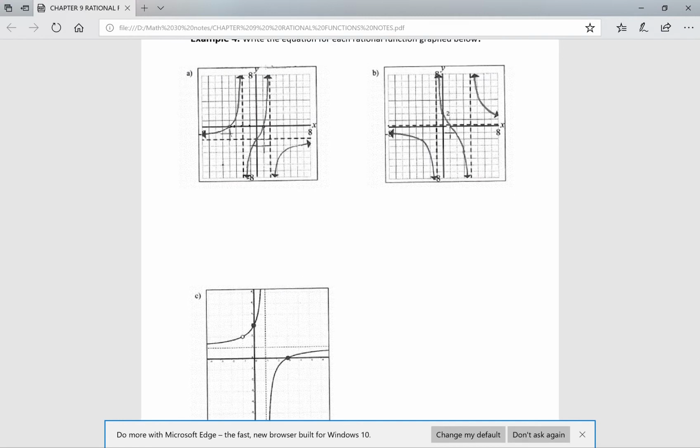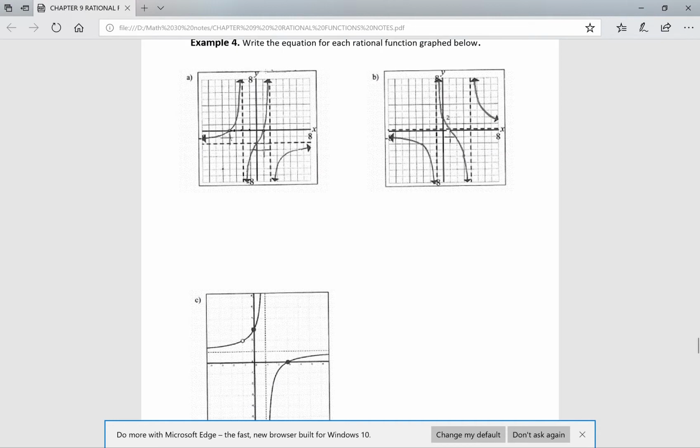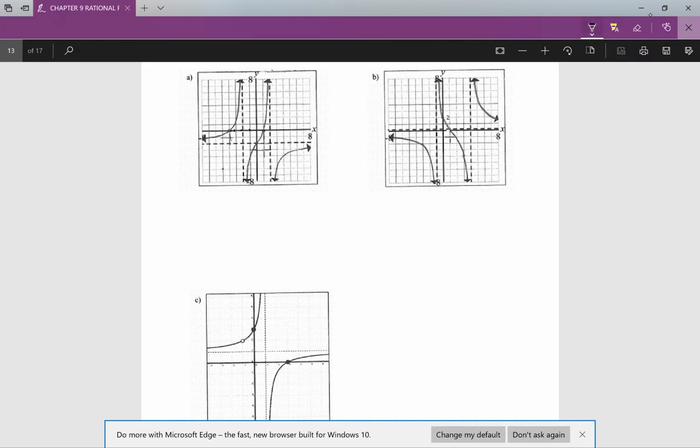Now how we're going to build this is we're going to look for the x-intercepts and use those to build the numerator. Then we're going to look for the vertical asymptotes, and we're going to use those to build the denominator. From there, we'll look at where the horizontal asymptote is and then add that piece of information in. So, starting off, I just have to quickly select my pen here.